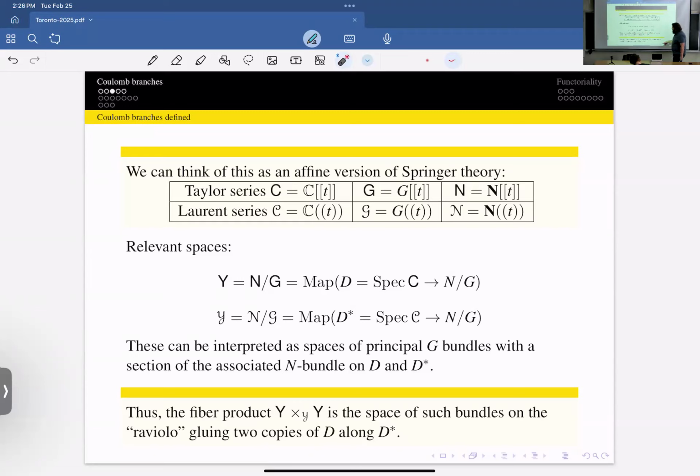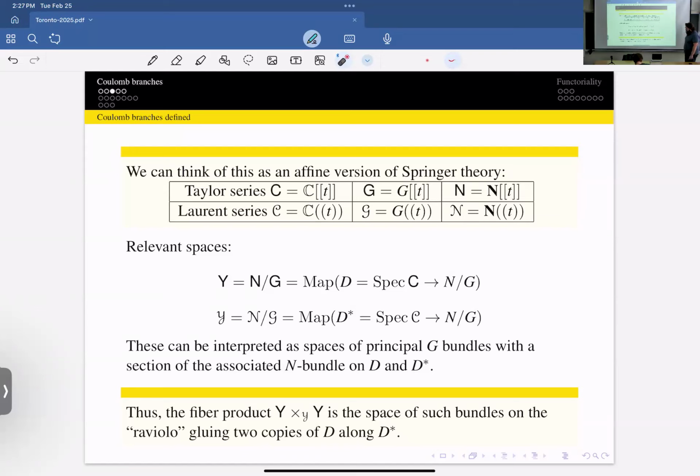And you can interpret, what's a map into N mod G? Well, a map into point mod G would be a principal bundle. So a map into N mod G is a principal bundle and a section of the associated bundle for N. So when I write down this quotient, that's really what I'm thinking about. I'm thinking about either on this disk or punctured disk, I have a principal bundle for G, and I'm taking a section of the associated bundle for N.